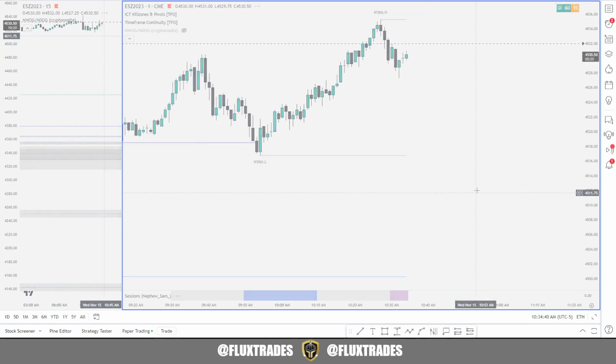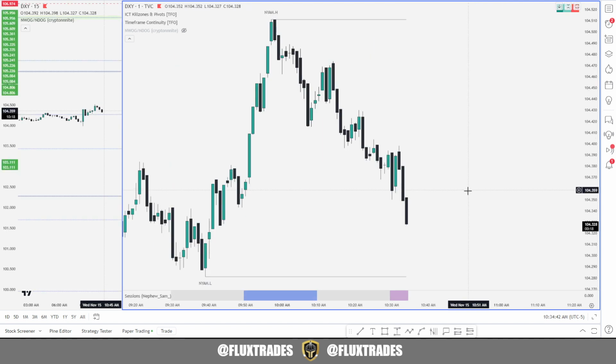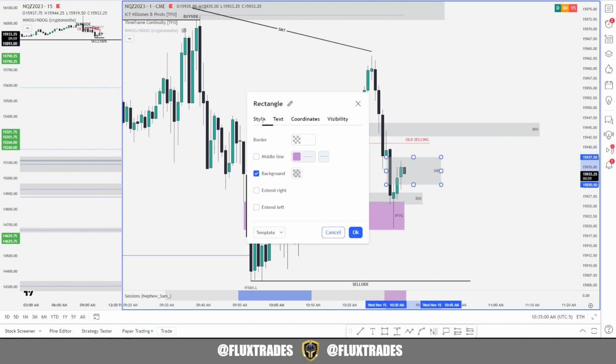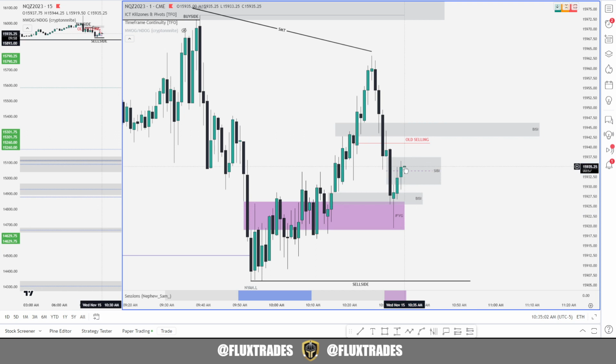Let's just keep a watch on DXY. Continues to drop off there. I don't know how I feel. Let me see how we close within the SIBI. Put the 50% line on. So closing above 50% there.